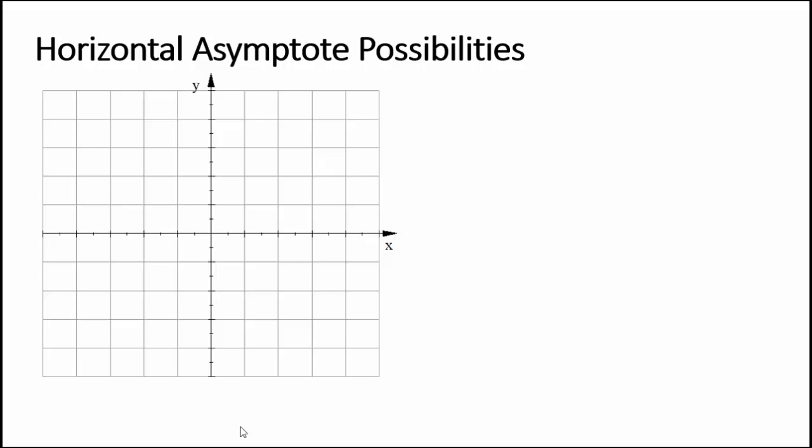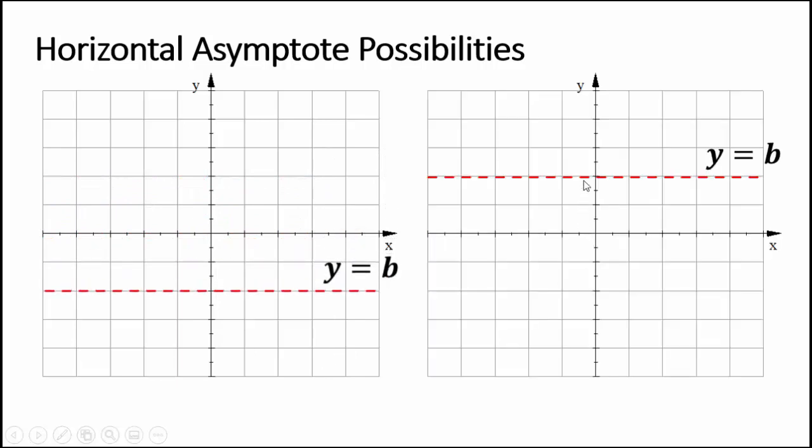All right, let's have a little fun and see what kind of graphs can have these asymptotes. We're not going to worry about the actual arithmetic part of it. I just want you to have some fun. So you can have the horizontal asymptote to be any number on the y-axis. So you could have a positive or a negative horizontal asymptote.